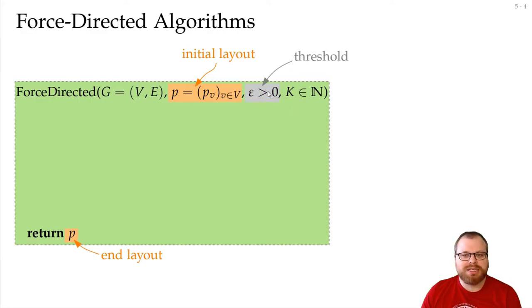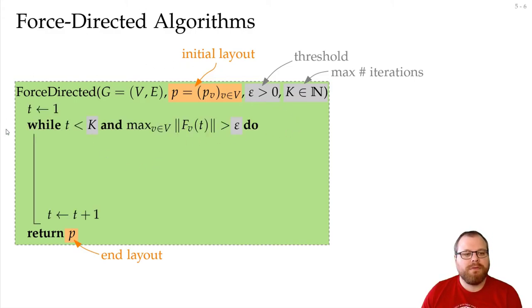The first one is the threshold. The threshold epsilon tells us when we should stop. So we recompute the forces in every step, and when the forces get too small so that nothing really changes anymore, so the forces get below this epsilon, then we stop the algorithm. And the second tells us the maximum number of iterations. So even if the forces are still large, if, say, after a million iterations, we just stop. So these two parameters just make sure that our algorithm terminates.